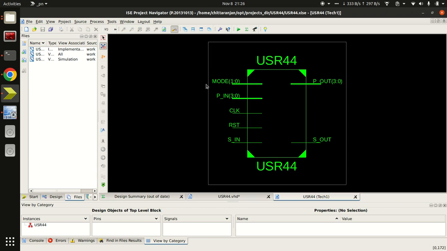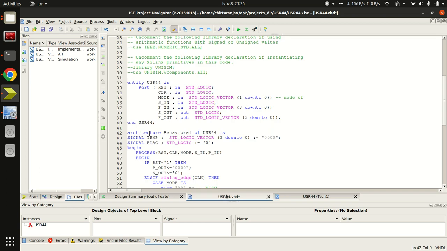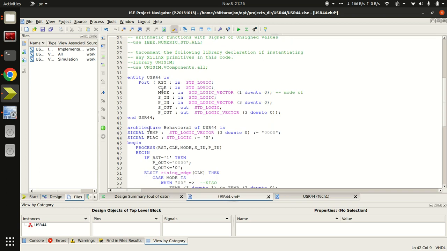In the block diagram we have 5 input pins and 1 output pin. One is mode selector, then P in, then clock, then reset, and then S in. P in and S in are serial in and parallel in, and S out and P out are serial out and parallel out. Now in the entity we declare the reset RST.